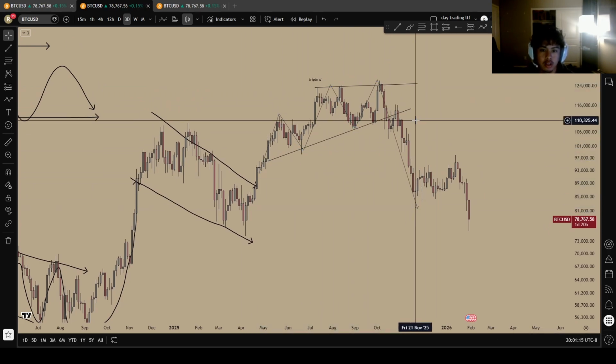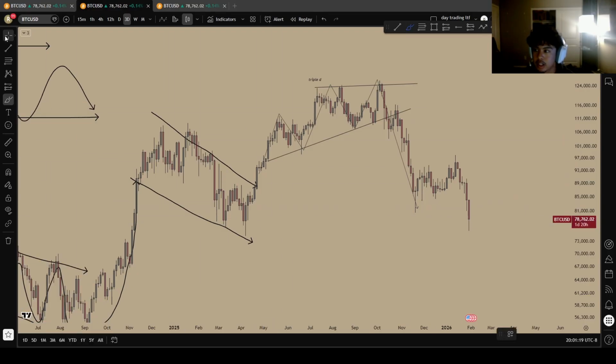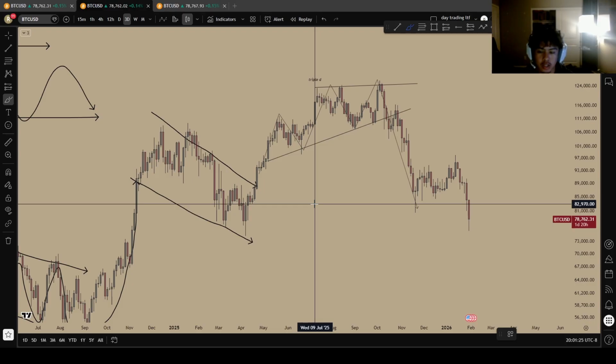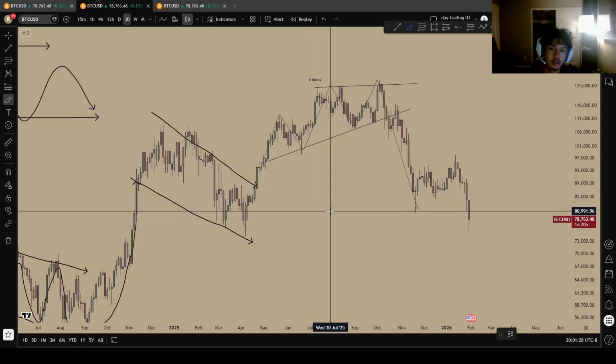So after this breakdown, let me get this clear before I actually start. In market structure, what's really important is the highs and lows, and which highs created which low, which lows created which high, okay? Which low created which high created which low. I think I said that right.